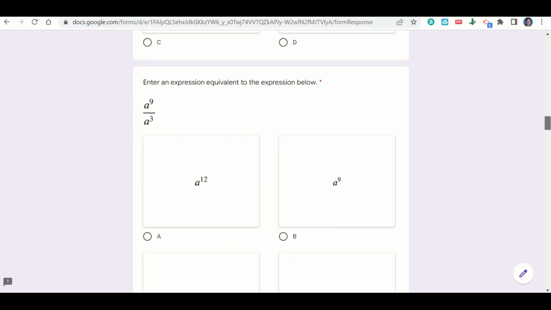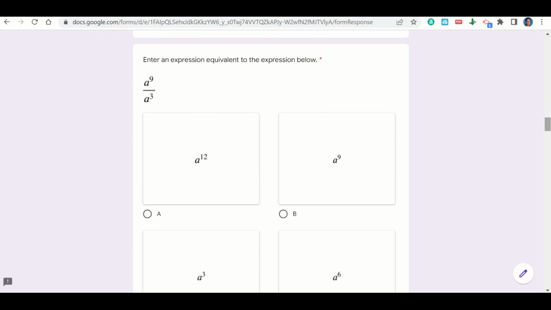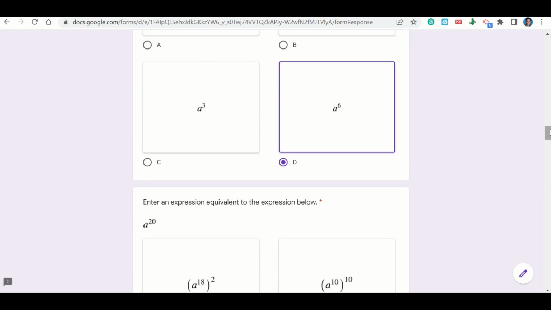And let's go ahead and pick another one. How about this one? A to the 9th divided by a to the 3rd. Remember, anytime we divide, we're going to just subtract the exponents. So this is a to the 9 minus 3. Well, 9 minus 3 is 6, so we get a to the 6th power.